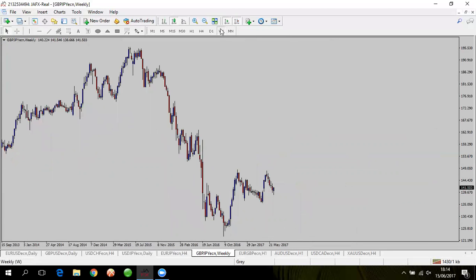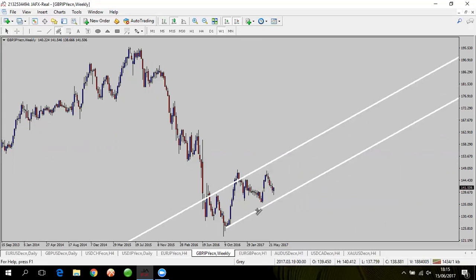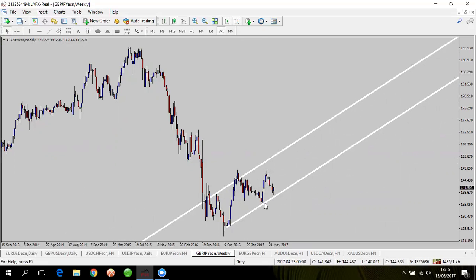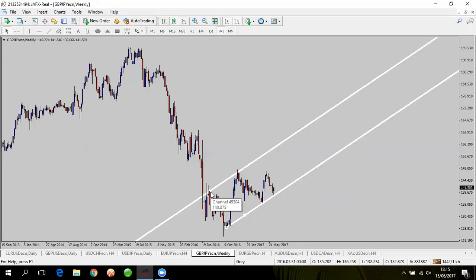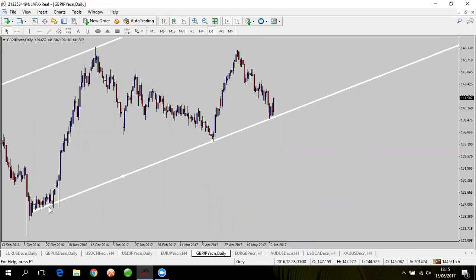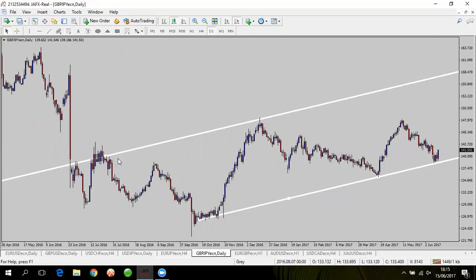Drop to the weekly. We will take a look. We will ignore these Brexit, post-Brexit spikes. We will clone a channel from here to here. We will go from resistance, once again ignoring spikes post-Brexit. It's more fundamentally driven, and we just don't want to pay attention. So we will fix this up. Turn off that. We put our resistance there.